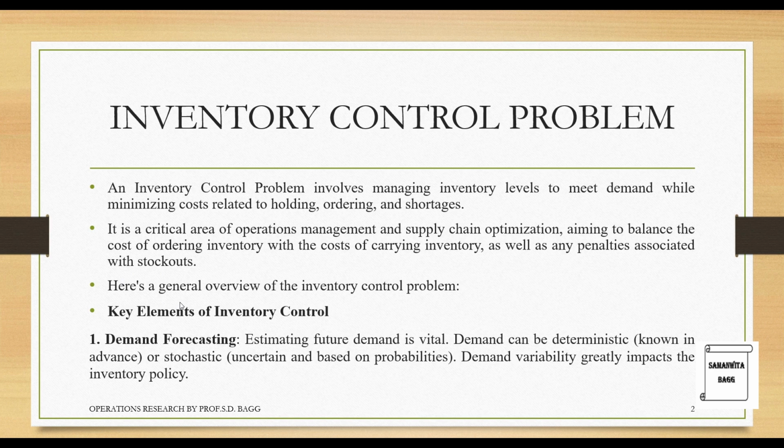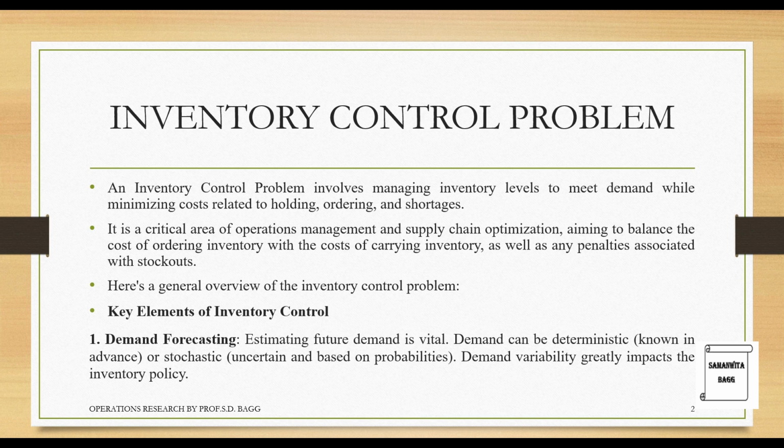Here's a general overview of the inventory control problem. Key elements of inventory control. The first is demand forecasting. Estimating future demand is vital. Demand can be deterministic, known in advance, or stochastic, uncertain and based on probabilities. So these are the two types of demands in operations research.